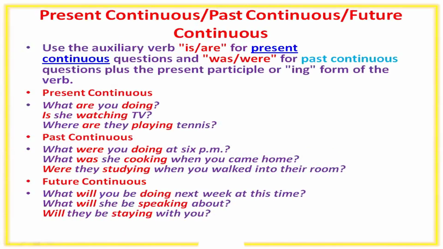Present continuous, past continuous, or future continuous. Use the auxiliary verb is or are for present continuous questions, and was or were for past continuous questions, plus the present participle or ing form of the verb. For example, present continuous: What are you doing? Is she watching TV? Where are they playing tennis? So these are examples for the present continuous questions.